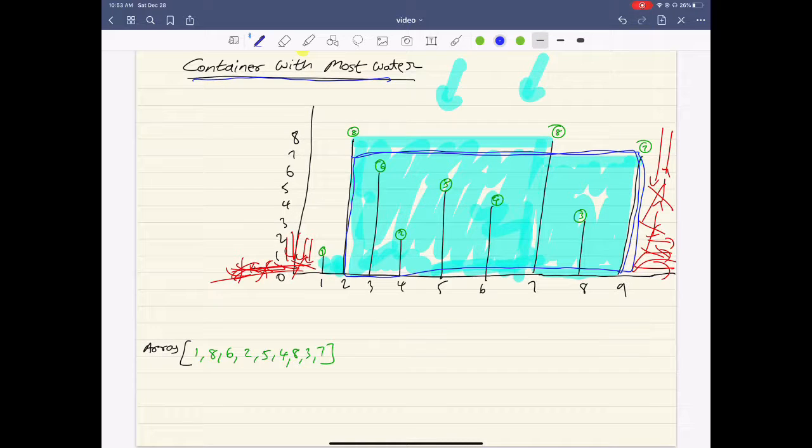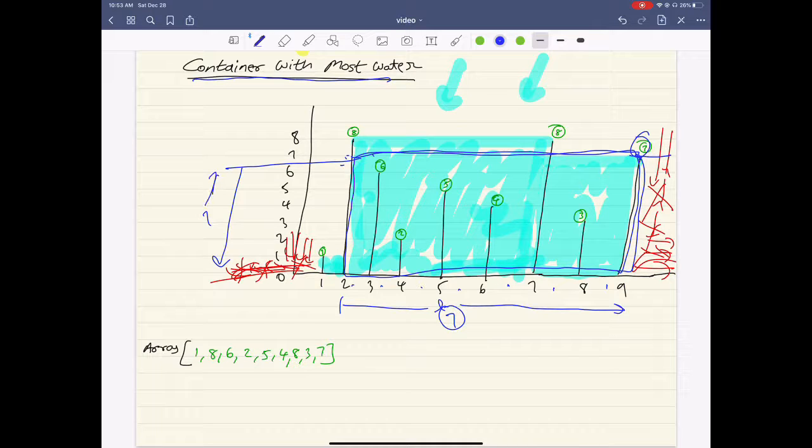So what is the area of this container? The length of this container is going to be this: 1, 2, 3, 4, 5, 6, 7, and the height of this container is this much, which is the height of this bar, 7. So the area of this container is going to be 7 times 7 is equal to 49.